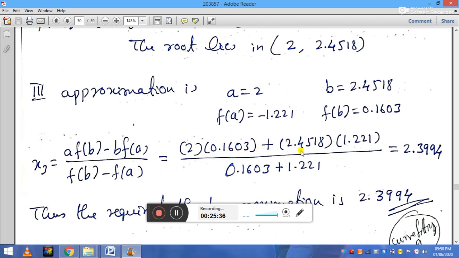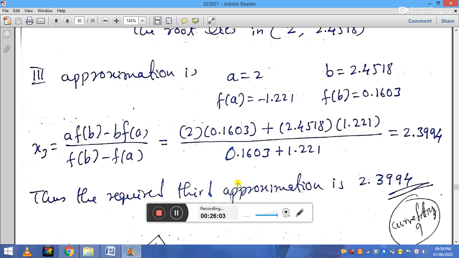We get 2 into 0.1603 plus 2.4518 into 1.221 divided by 0.1603 plus 1.221. On simplifying, we get 2.3994. So here they have asked up to the third approximation or iteration. So the required root for the third approximation is 2.3994. So that is the regula falsi method.